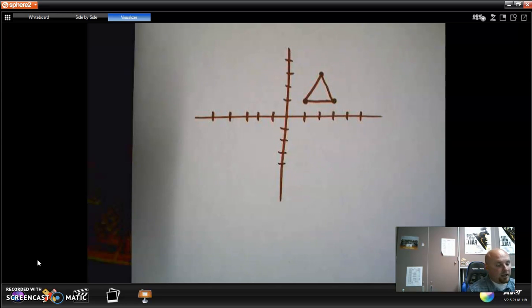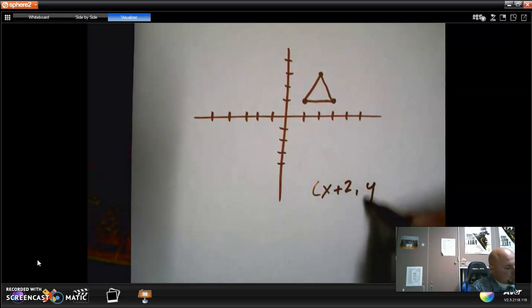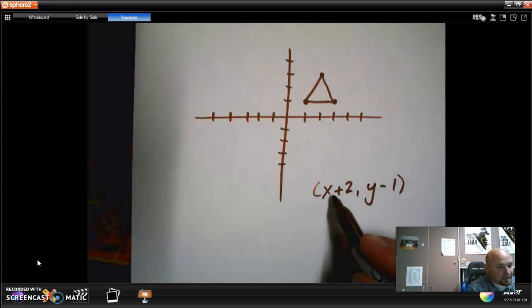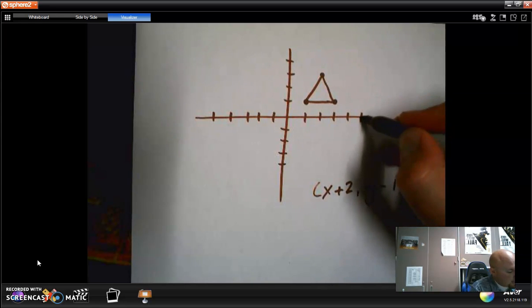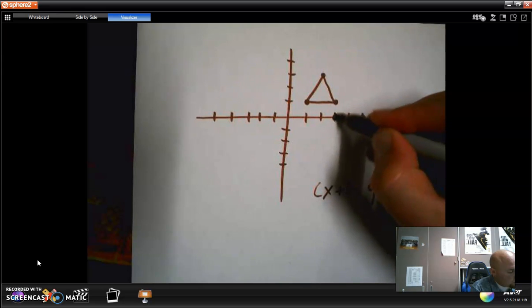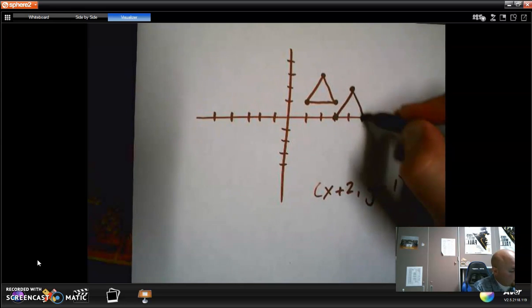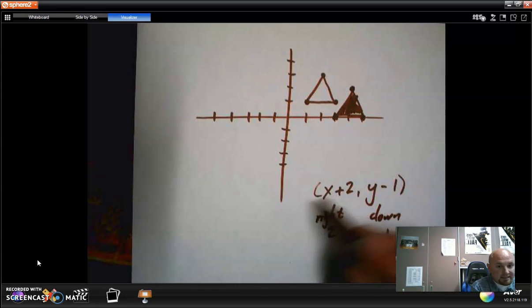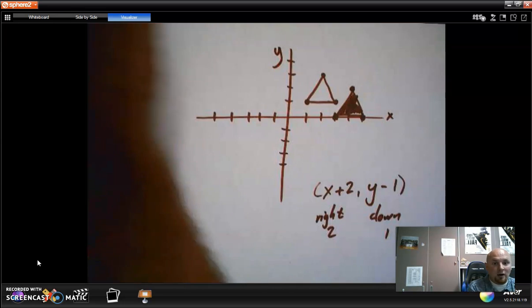So now let's say I have this triangle right here on my graph, and the rule is x plus 2, y minus 1. That means everything in that shape needs to move right 2 and down 1. So I go x plus 2. So everything goes right 2, down 1. And this shape moves right 2, down 1 to make this new shape according to that rule. Right 2, down 1, because x is left to right, y is up and down. Your x-axis goes left to right, your y-axis goes up and down.